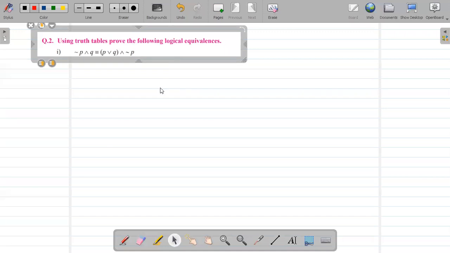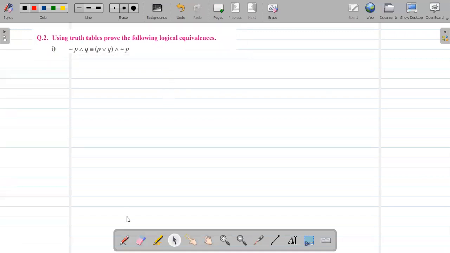So I'm going to solve this question for you. Again, same thing. How many variables are there in this question? Come on, fast. Not 5. There are only 2 variables, P and Q. There is no R variable. So we will write the truth table like this. For P, we will write true, true, false, false. For Q, we will write true, false, true, false.